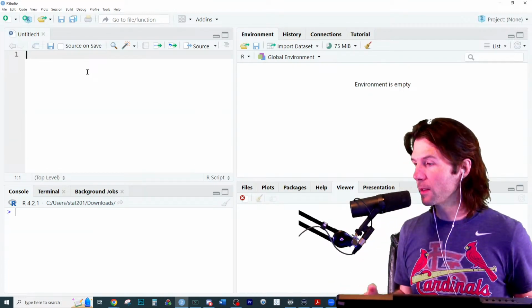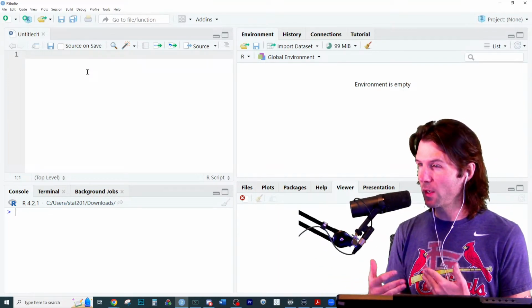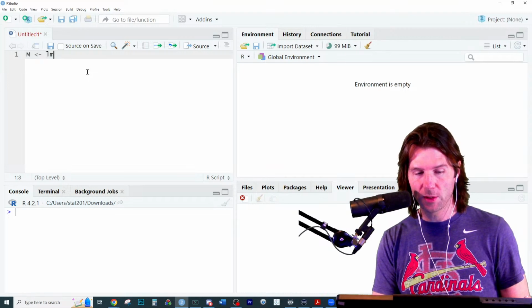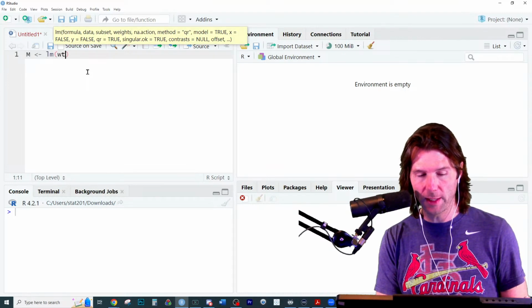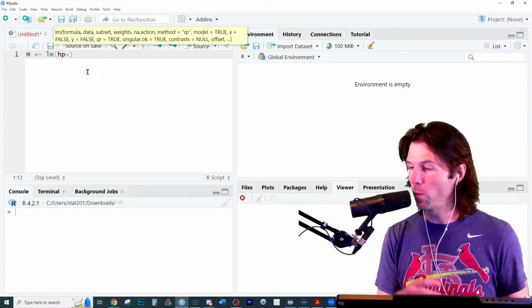So what I'm going to do is make a linear regression, which we're covering in 201 and we're covering in 320. So it's kind of a neat crossover right now. So we're going to store into M a linear model that explains weight of a car with the horsepower of a car. Let's actually do horsepower as the Y variable of interest.